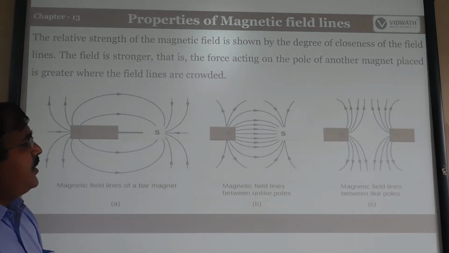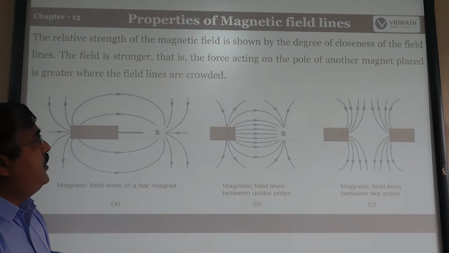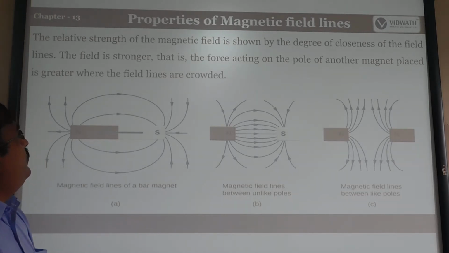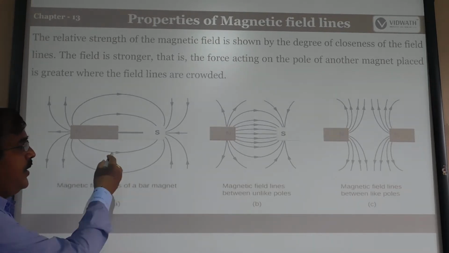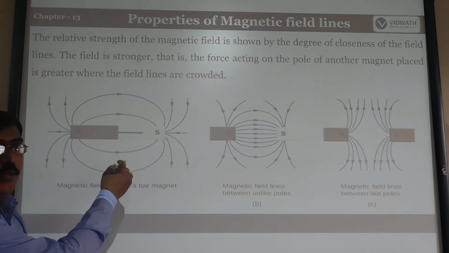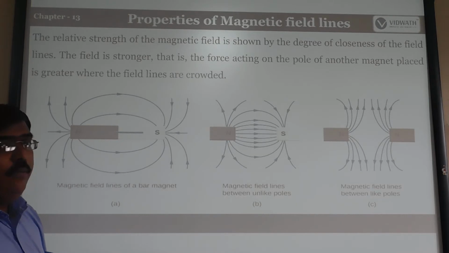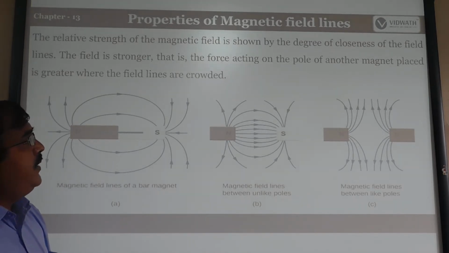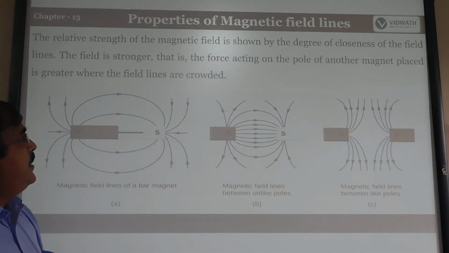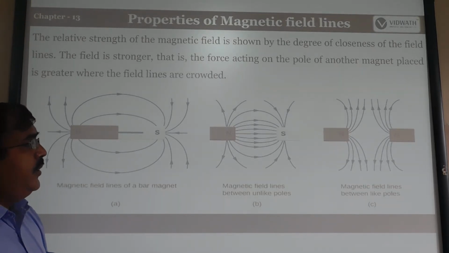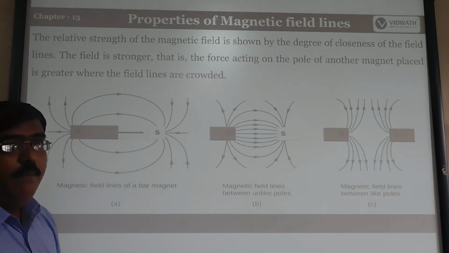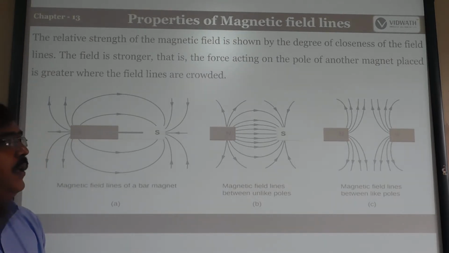So what is the relative strength of the magnetic field lines? The relative strength of the magnetic field is shown by the degree of closeness of the field lines. Where the field is stronger, the force acting on the pole of another magnet is greater. The total number of magnetic field lines determines the magnetic field strength. Where the lines are crowded together, the magnetic field strength is very high.